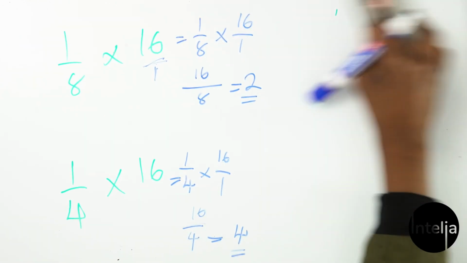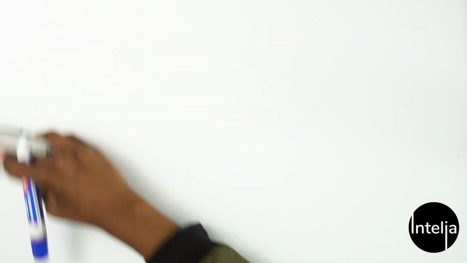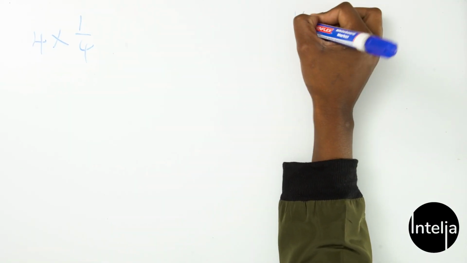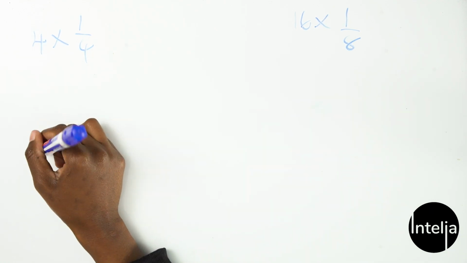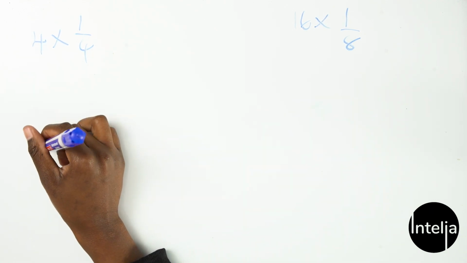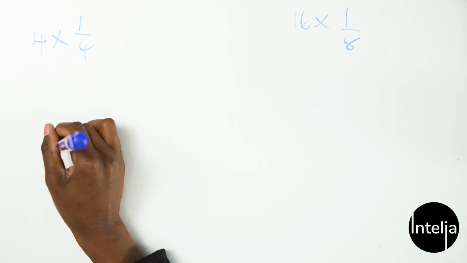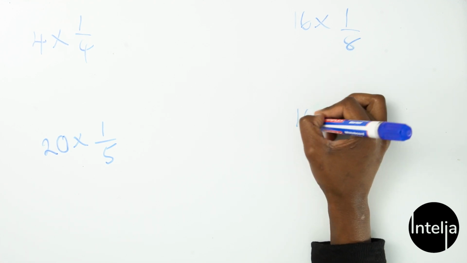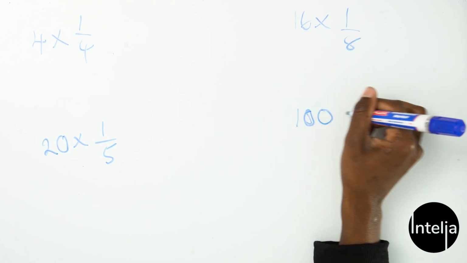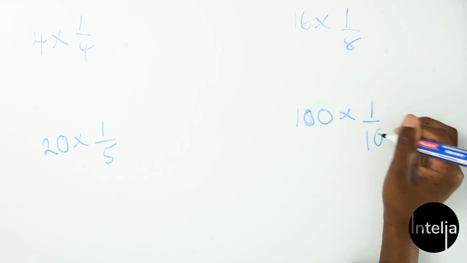So let's do another example. Four times 1 over 4, and then 16 times 1 over 8, and then 20 times 1 over 5, and then 100 times 1 over 10.